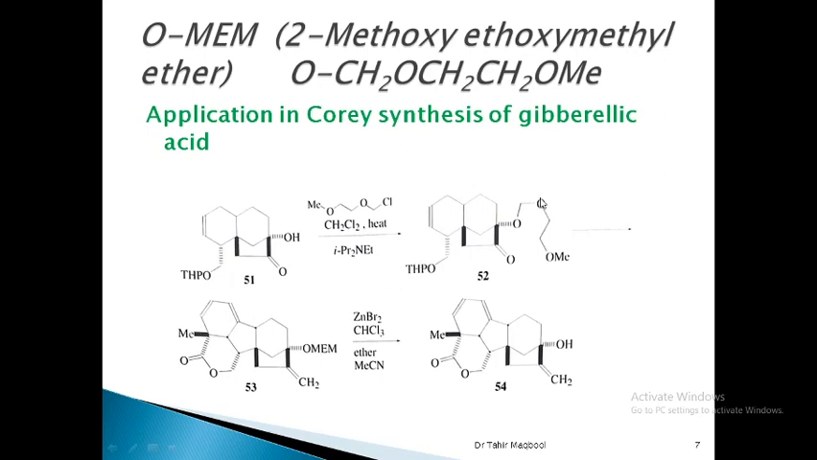Elaboration of this 52 gave compound 53. The final step is the deprotection, in which zinc bromide in chloroform, ether, acetonitrile, these reagents have been applied in order to remove this O-MEM group and get the alcohol back, that is compound 54.